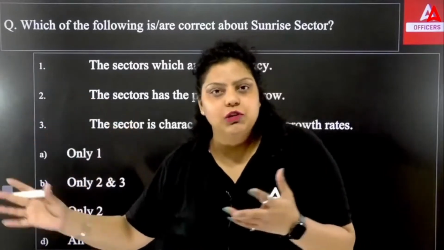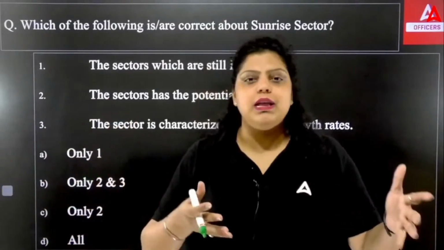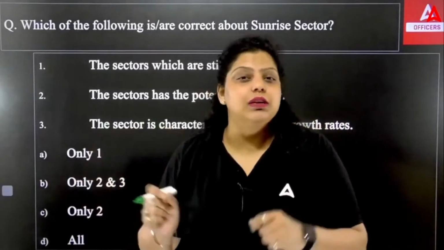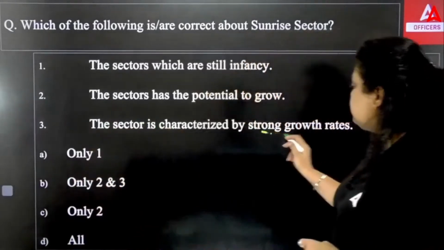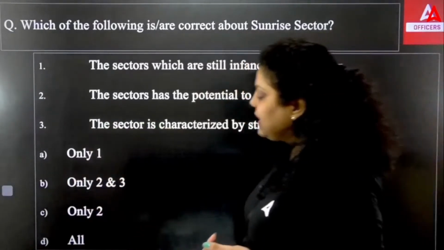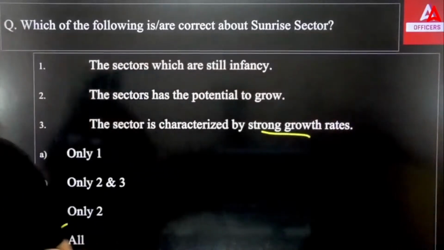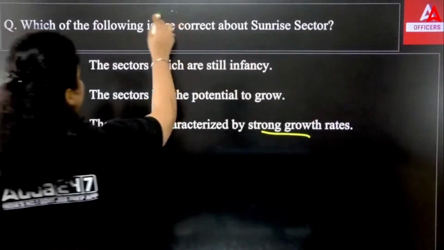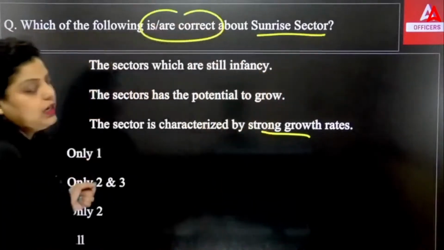As you can see, the climate change issue is going on. So very obvious, renewable energy and electric vehicles are definitely going to grow in the future, and they have a strong growth rate also. So the right answer will be your D option. All the statements are correct about the sunrise sector. So this is a very good sector.